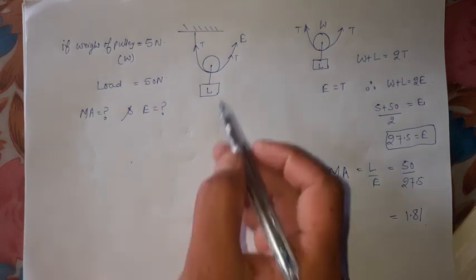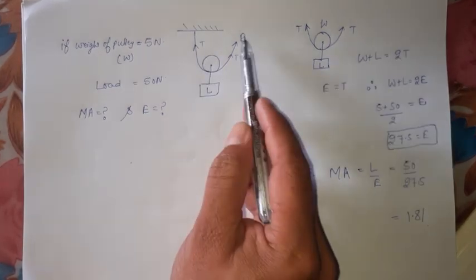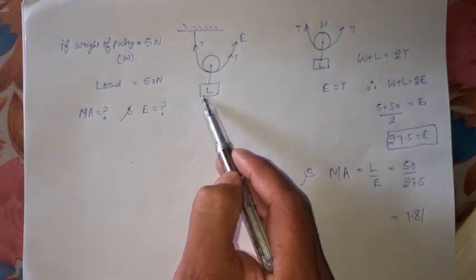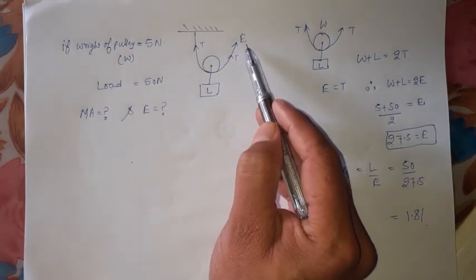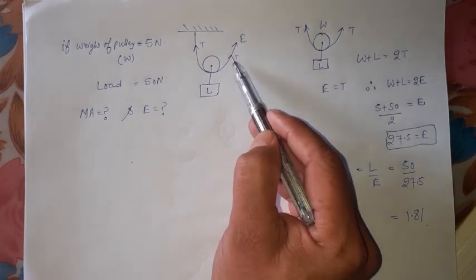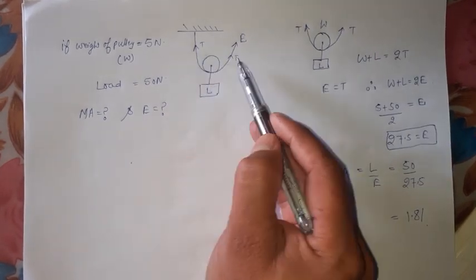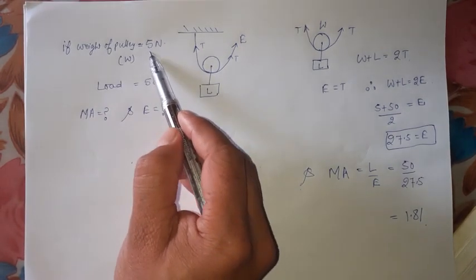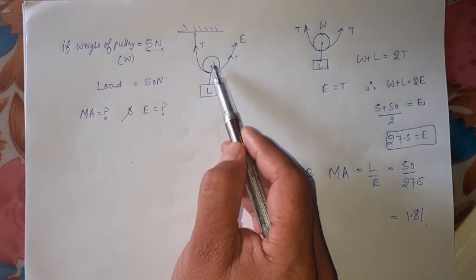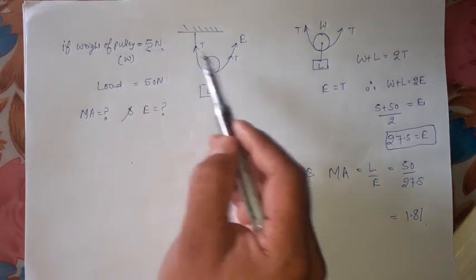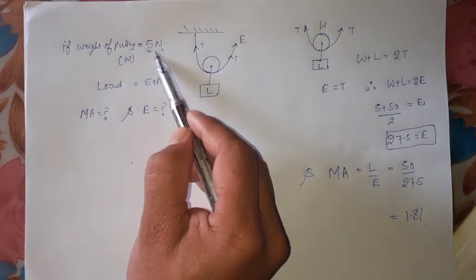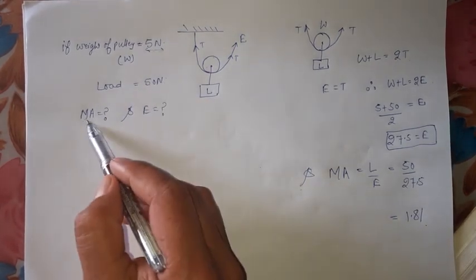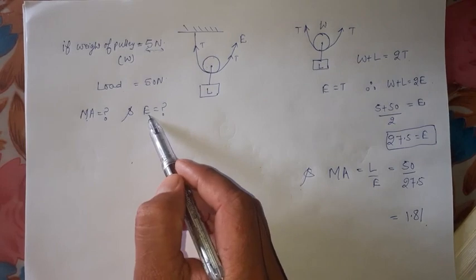Look into this example, student. Here we are having a single movable pulley, so this load is attached with that pulley, and this effort is applied on the free end of this string. The tension developed is shown with the arrows. Now what is given to us is that the weight of the pulley is 5 Newton, and the load attached to it is 50 Newton. So the question is, how much is the mechanical advantage and effort?